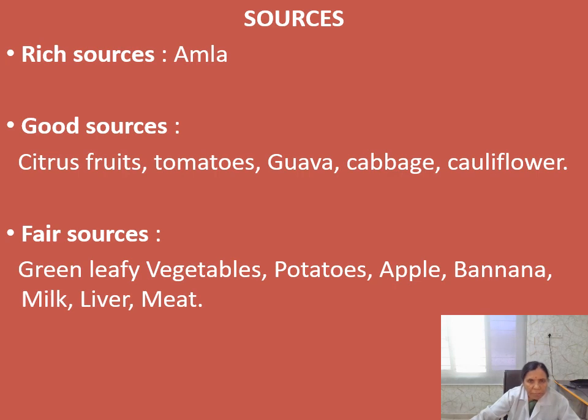The sources of vitamin C: good sources are citrus fruits, tomatoes, guava, cabbage, and cauliflower, and fair sources are green leafy vegetables, potatoes, apple, banana, milk, liver, and meat.